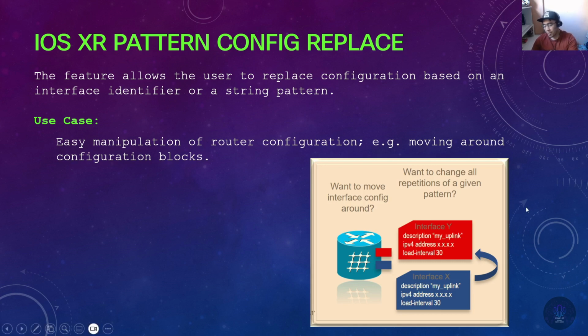For example, if we take a look at the image here, we can see that we have our source interface, which is interface X, as in our example is our gig interface, and we have our target or destination interface, which is interface Y. All the related configuration to interface X will be replaced with interface Y. This is what this command will do.